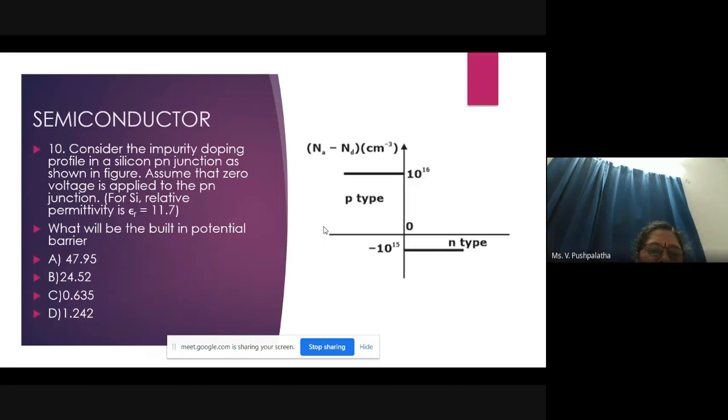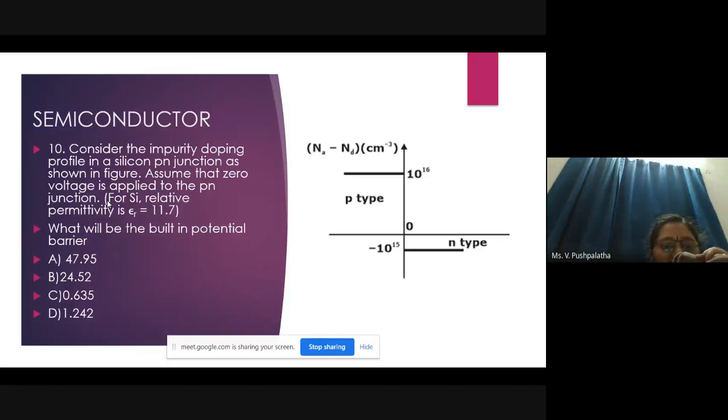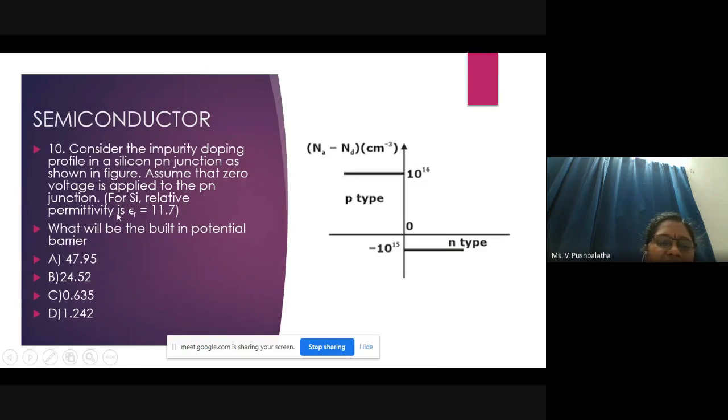Consider the impurity doping profile in a silicon PN junction as shown in the figure. Assume that zero voltage is applied to the PN junction. You have not applied any voltage at all. For silicon, the relative permittivity epsilon R is 11.7, as given.